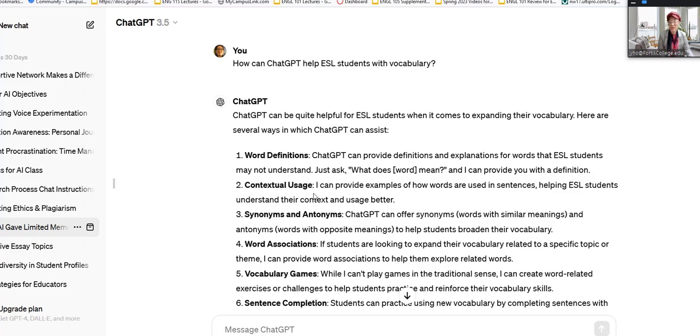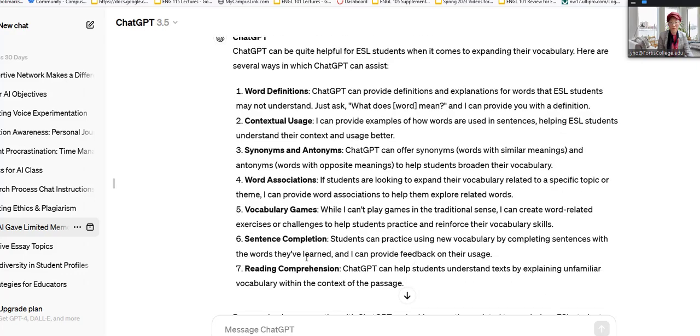Contextual usage. ChatGPT can provide examples of how words are used in sentences, helping ESL students understand their context and usage better. Synonyms and antonyms. ChatGPT can offer synonyms, that is, words with similar meanings, and antonyms, words with opposite meanings, to help students broaden their vocabulary. Word associations. If students are looking to expand their vocabulary related to a specific topic or theme, ChatGPT can provide word associations to help them explore related words.